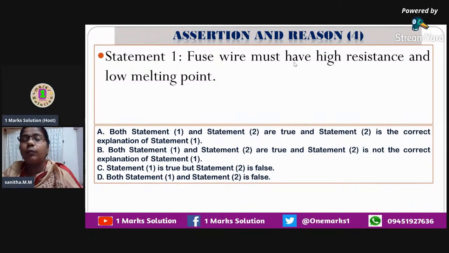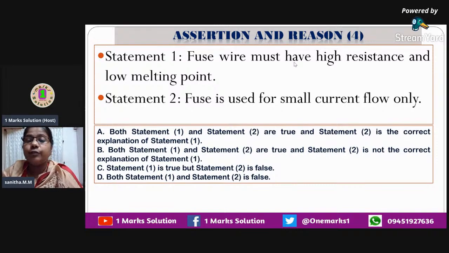Fuse wire must have high resistance and low melting point. All of you know that. It should have high resistance and low melting point. If it is a high melting point, what will happen? We know that: when the current is passing, it won't melt, so the other devices will be damaged. So the statement is correct.